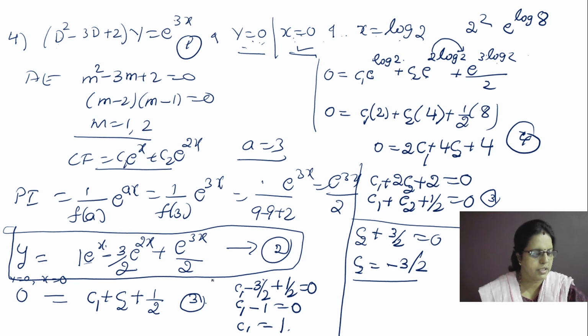Make corrections if any in your notes. If it is written in some other way, c2 is minus 3 by 2, and if it is written as 3 by 2, make the correction. Then we shall consider the problem under repeated roots in the next class. So it is enough for now. Thank you.